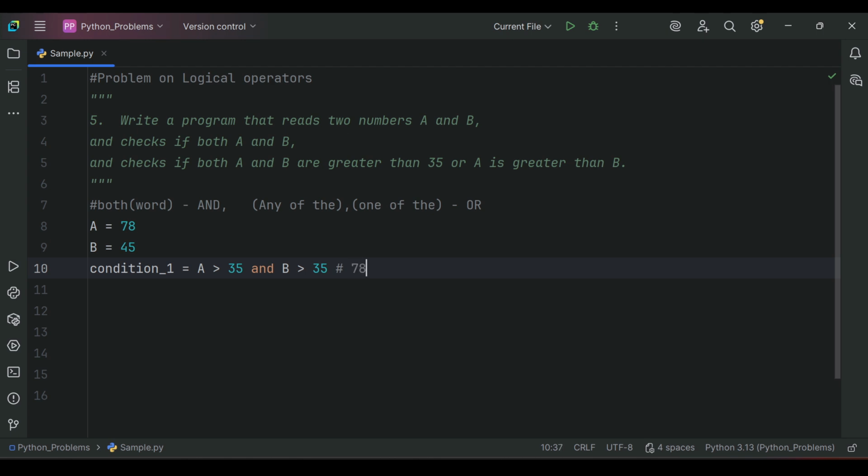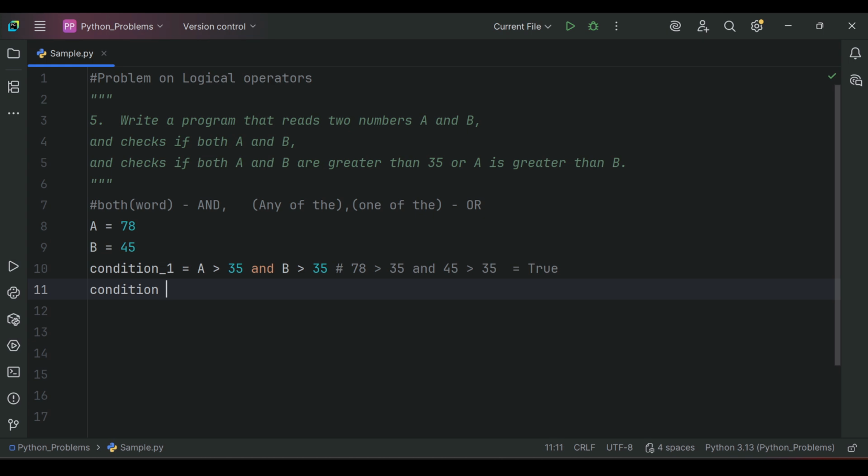Here 78 is greater than 35, it's a true value. And 45 is greater than 35, it is also a true value. This is a true value and this is also a true value. Then what is the output here? This is also a true value.